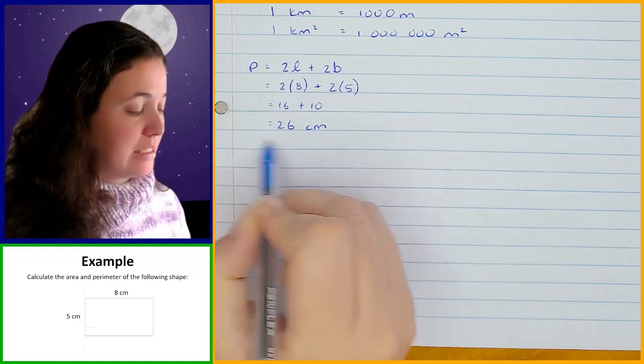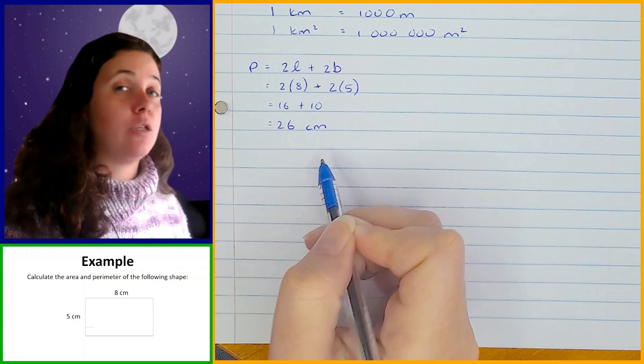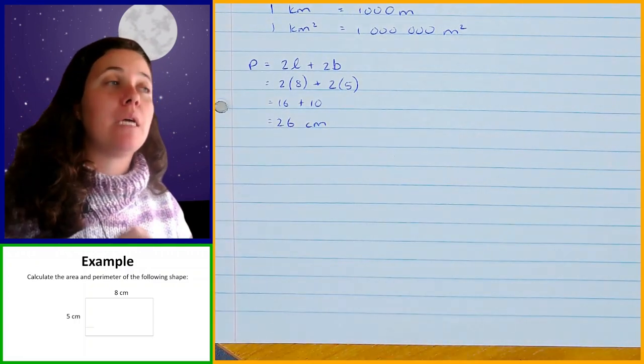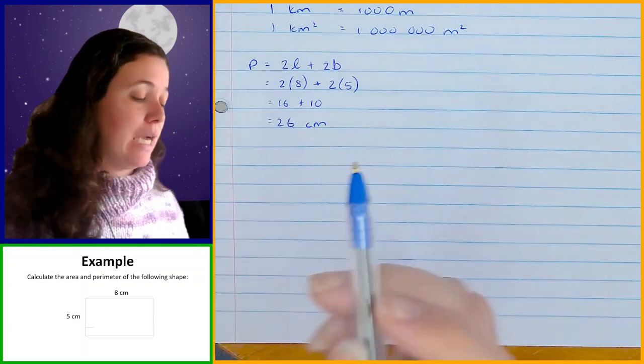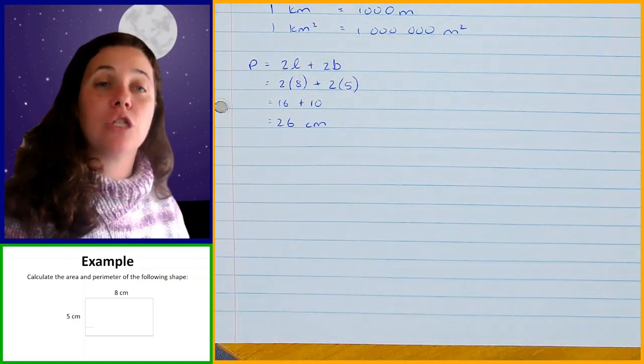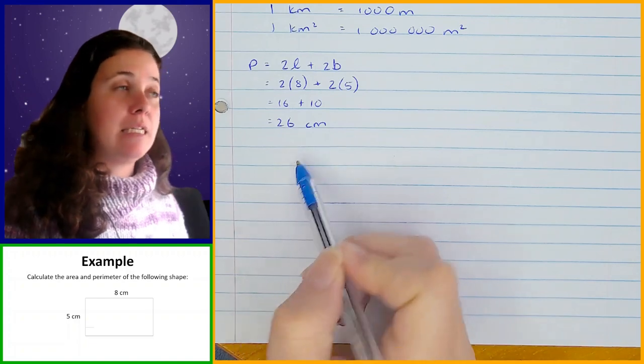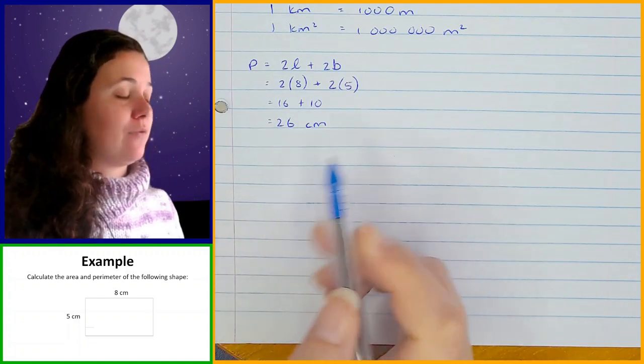Okay, so it's 26 centimeters, not centimeters squared, because I'm not counting the space inside, I'm not counting how many little squares fit inside. I'm looking at the distance around the shape, which is just centimeters. That's going to be 26 centimeters for our perimeter.